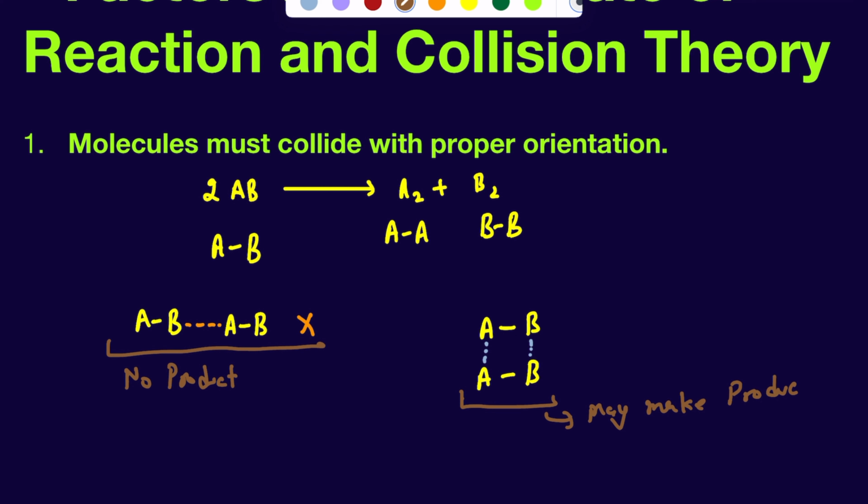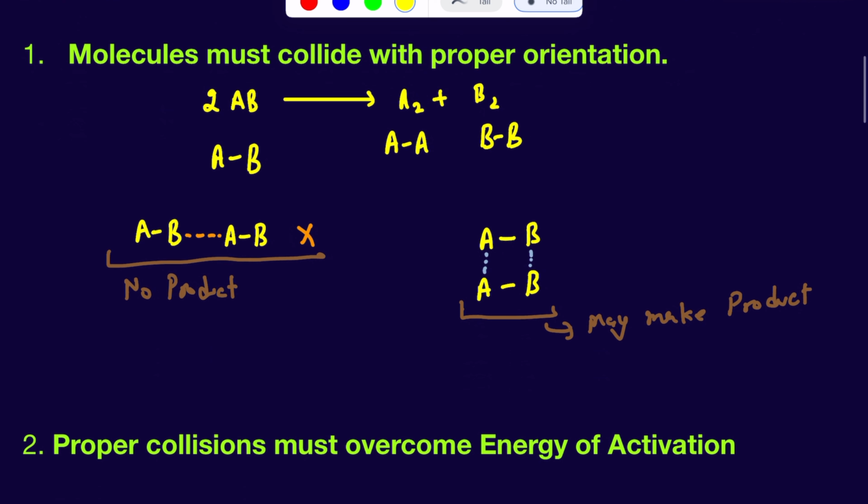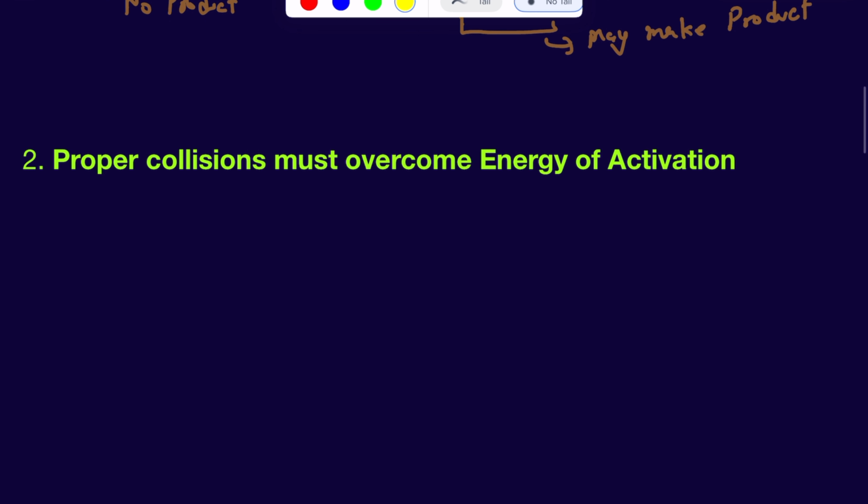That does not mean it's always going to make the product, but at least the first condition is cleared up: you have a good collision where they may make the product. Now, how do I know whether or not this will actually make product? Once you have a collision with a proper orientation, the second condition of the collision theory is that you must have enough energy to overcome the energy of activation.